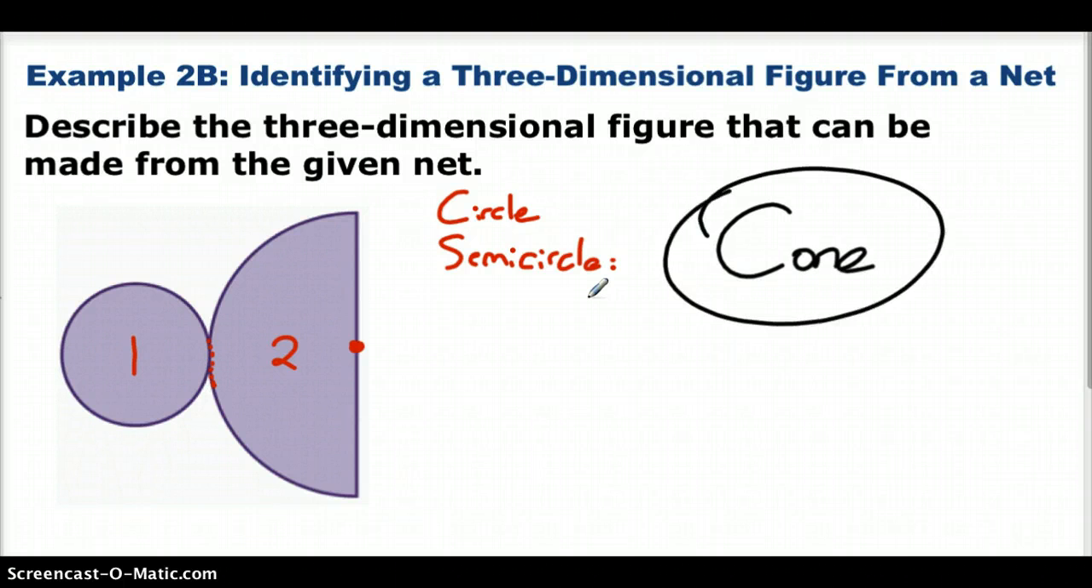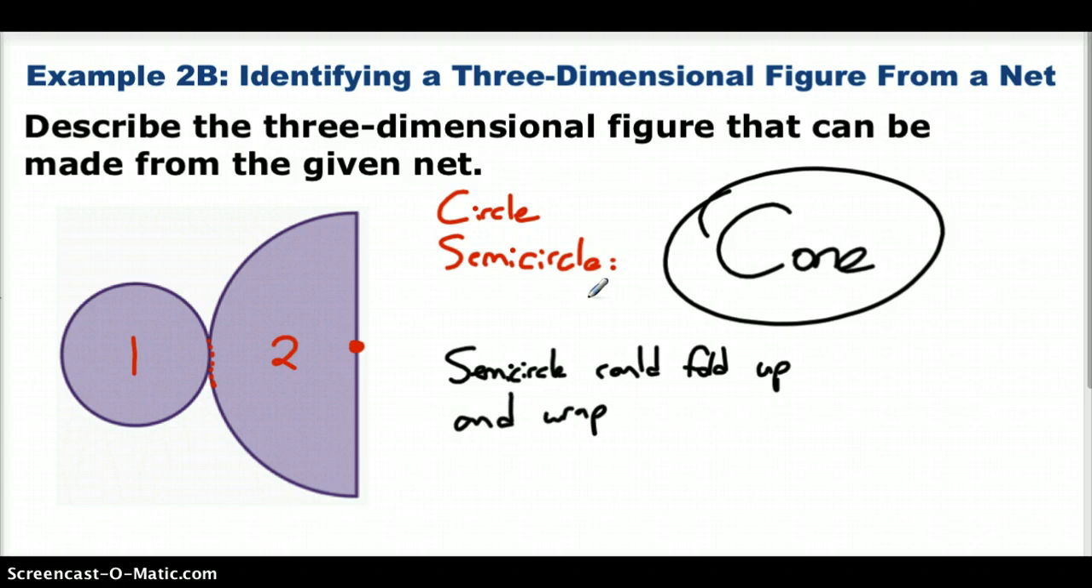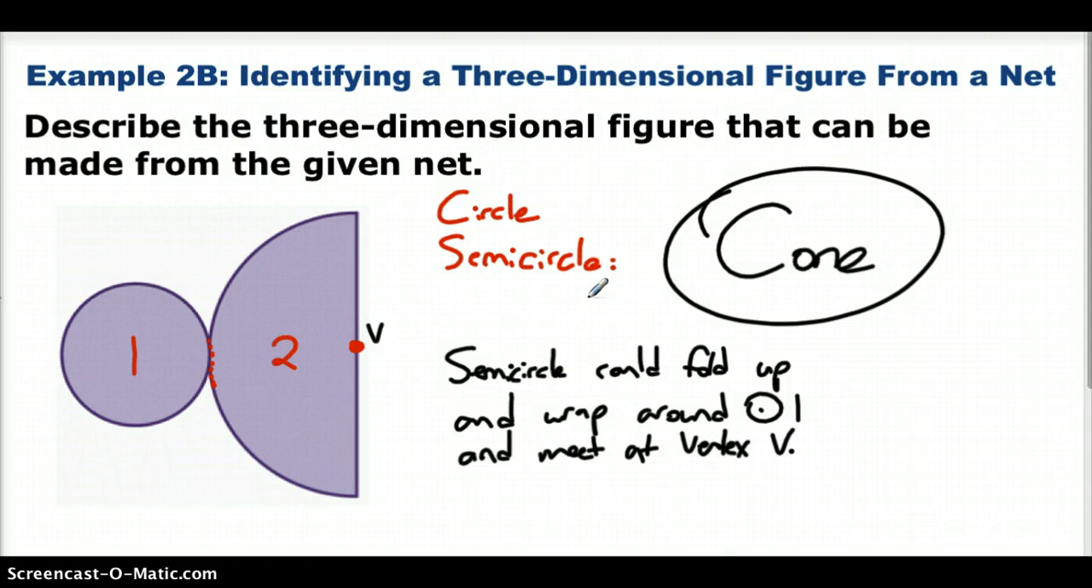So let's say something like: the semicircle could fold up and wrap around circle 1 and meet at, I'll call this, vertex V. In this particular case, this would be a cone. Some of these will take a little more practice than others, but let's take a look at a couple more.